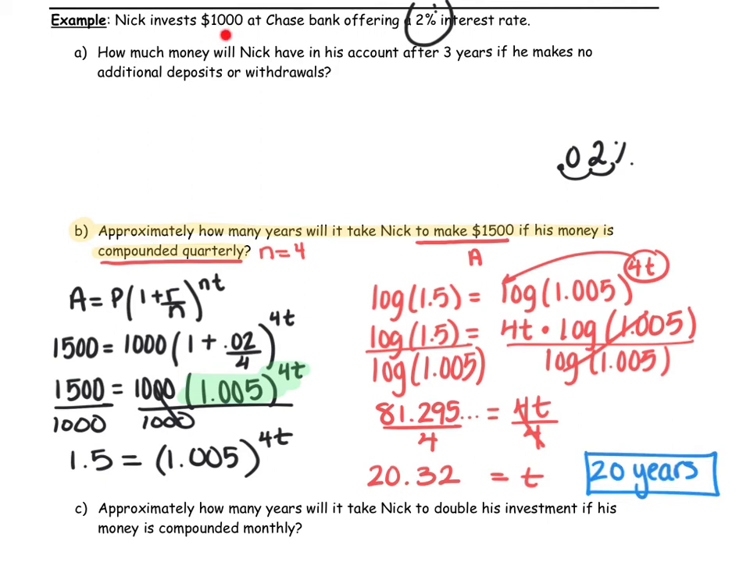We're talking about Nick putting $1,000 into a Chase bank, offering a 2% interest rate. So we want to know how much it starts with at 1,000 and how long it's going to take him to gain $500. And he's only going to gain that $500 in 20 years. So that's a really poor interest rate. Because it's so small, it took him so long for his money to grow.